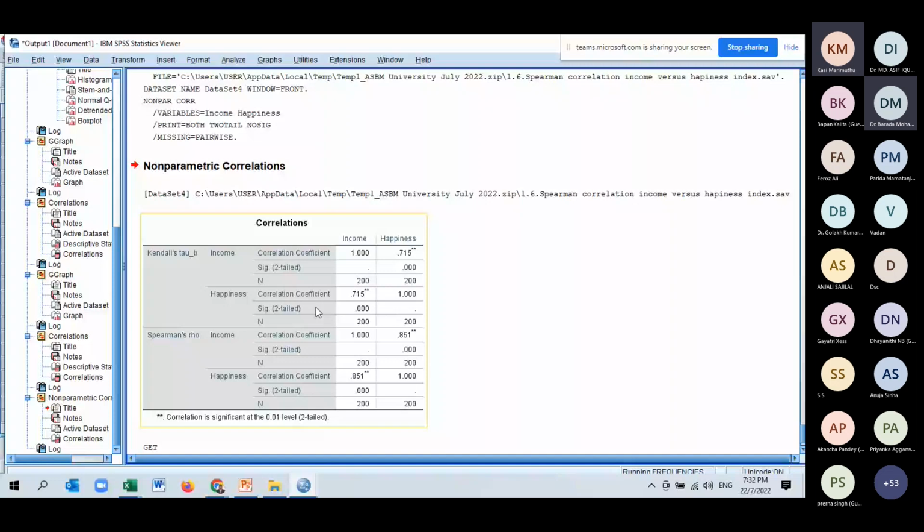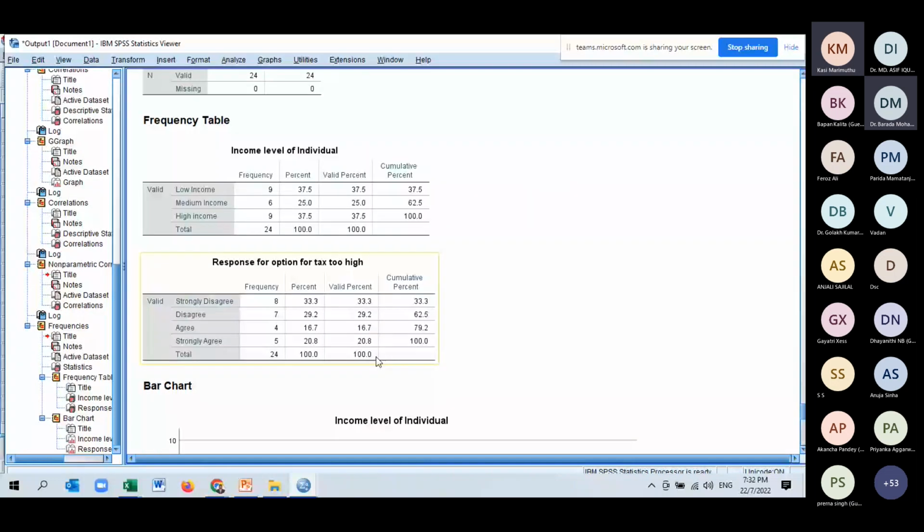So this is also very, very important to keep in your results. The study was conducted, but you need to spell out how many are low income, how much percentage of the people are low income. The results show that there are 24 candidates, of which 37.5% of the respondents belong to the low income group. 25% of the people belong to the medium group. 37.5% of the participants are high income.